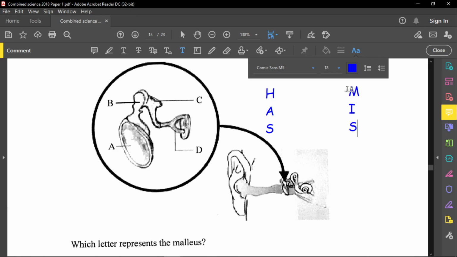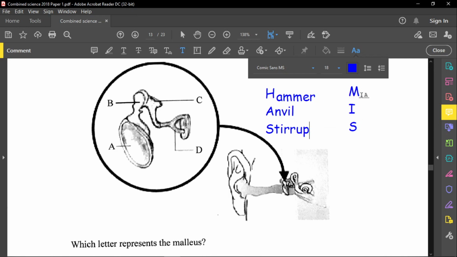There are 2 names given to each of these bones. The first bone is called hammer. The second one is called anvil. And the third one is called stirrup. Just to make sure you know this: stirrup.